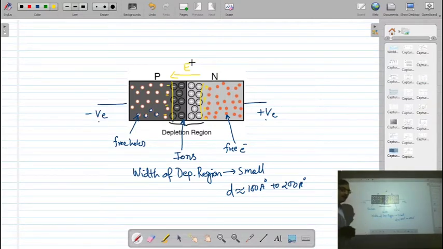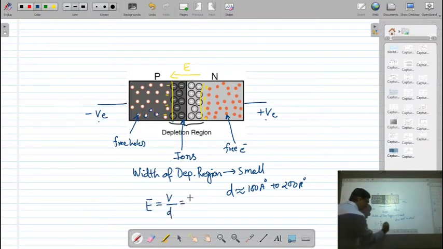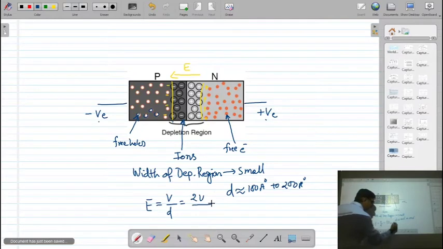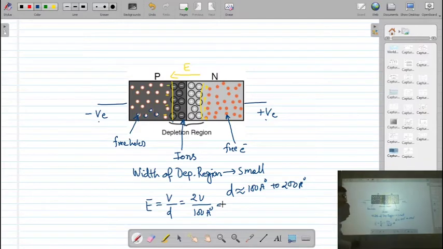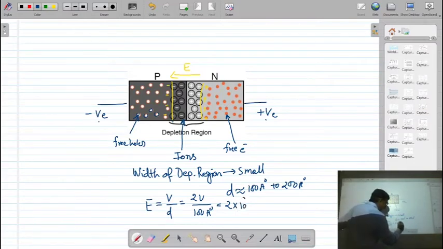Now, if you calculate the value of the electric field, then E is equal to, let us say my applied voltage is V. So the formula for the electric field is V by d. My applied voltage is 2 volt, and the width of the depletion region, if you take 100 angstrom, then this electric field will be 2 into 10 raised to, here it is 10 raised to minus 8, and minus 8 means that 10 raised to 6, 10 raised to 6 volt per meter. Okay? The angstrom is 10 raised to minus 10.